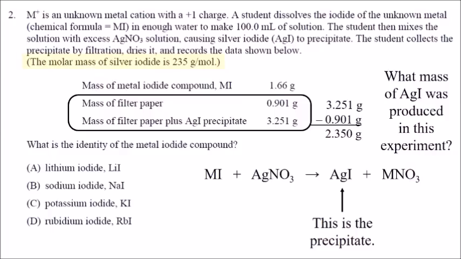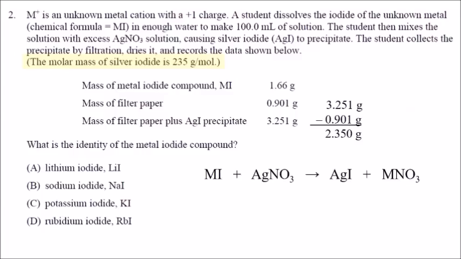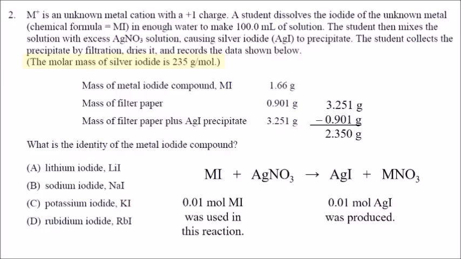Now that's convenient since the molar mass of silver iodide is 235. That means that 2.35 divided by 235 is exactly 0.01 moles of silver iodide produced. And based on the 1-to-1 mole ratio between the unknown metal iodide and silver iodide, there must have been 0.01 moles of metal iodide that reacted.